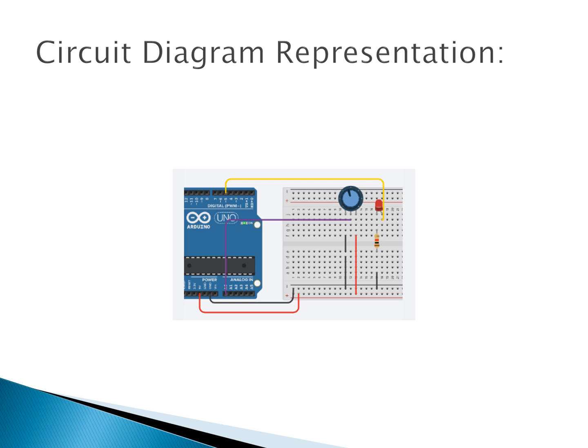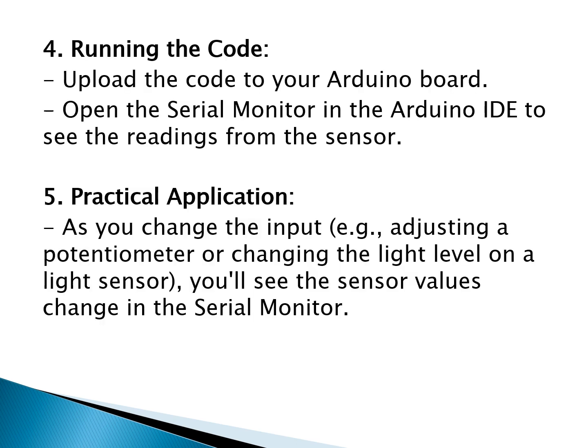This circuit diagram represents the potentiometer. Running the code on the Arduino: upload the code to your Arduino board. Open the serial monitor in the Arduino IDE to see the readings from the sensor. Practical applications. As you change the input, for example by adjusting a potentiometer or changing the light level on the light sensor, you will see the sensor values change in the serial monitor.